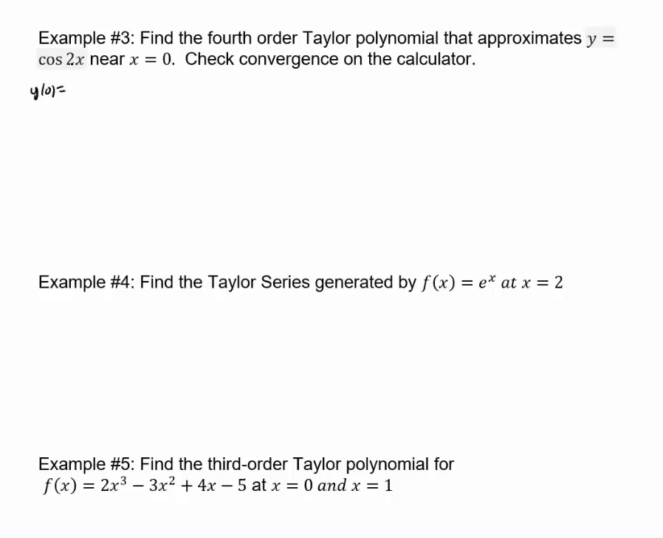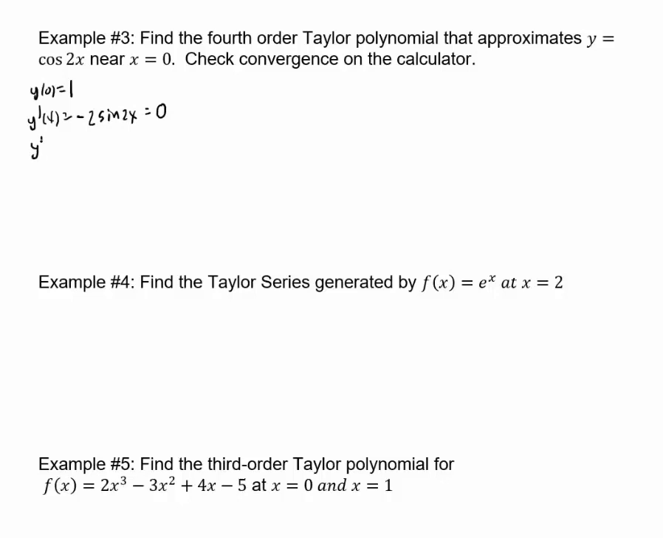2 times 0 is 0, and cosine of 0 is 1. So the function value at 0 is 1. Okay. Then I need the derivative, so I'm just going to take the derivative first with respect to x. What's the derivative of cosine 2x? Well, derivative of cosine is negative sine 2x times chain rule is 2, so that'll be negative 2 sine 2x. And at 0, sine of 0 is 0, so this would be equal to 0.